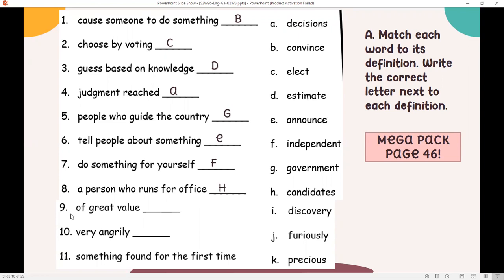Number 9, of a great value. Something of great value. This is like a revision for our previous vocab words. Of great value means precious. Number 10, very angrily. Very angrily means furiously. And 11, something found for the first time. That is a discovery.